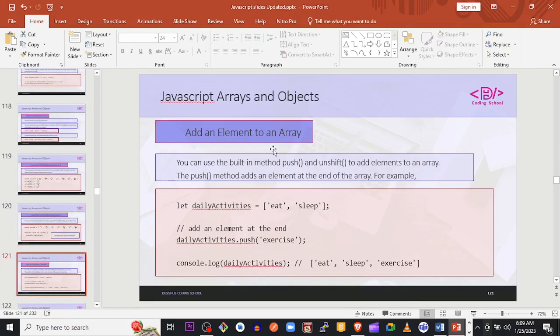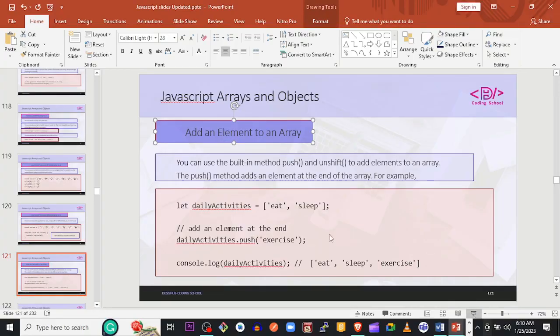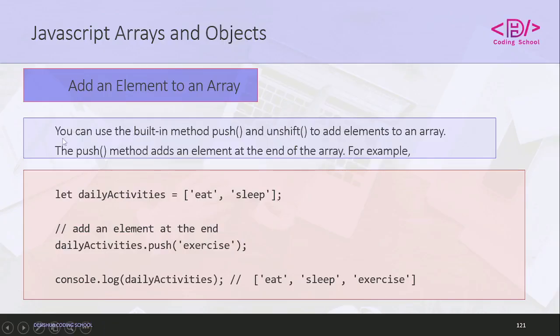So another task we can do on arrays is adding an element to an array. So how do I add an element into an array? You can use the built-in methods push and unshift to add elements to an array. We are starting to see some of the array methods; we have of course the advanced array methods to look at, but these ones are actually simple ones that we can use easily.